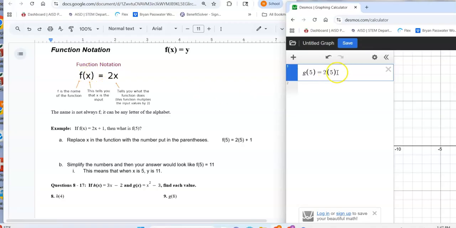Now this is another way to express y equals 2x. You can think of the f of x or the g of x, where g is the letter of the alphabet, parentheses x, like this is really y. So f of x equals 2x is the same thing as y equals 2x. It's the same thing.